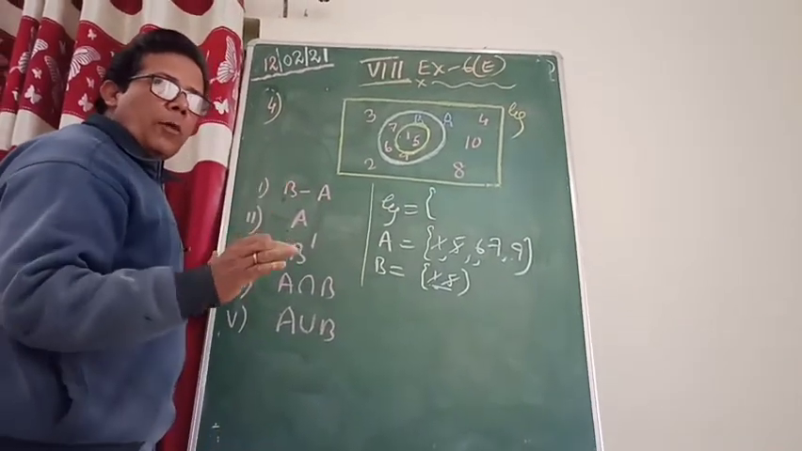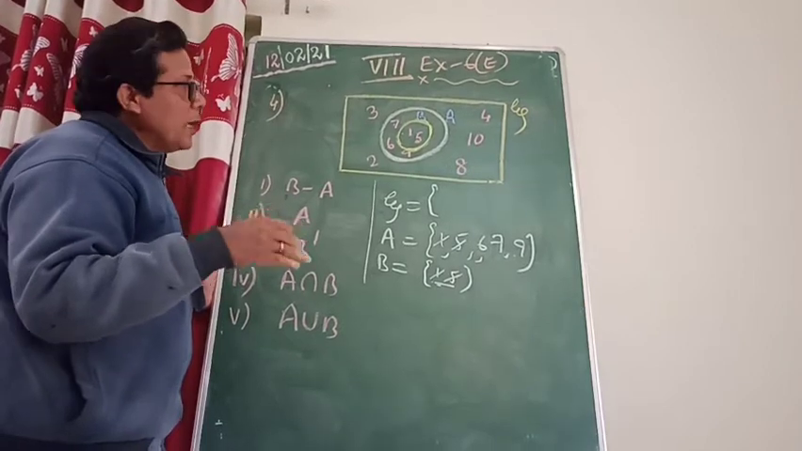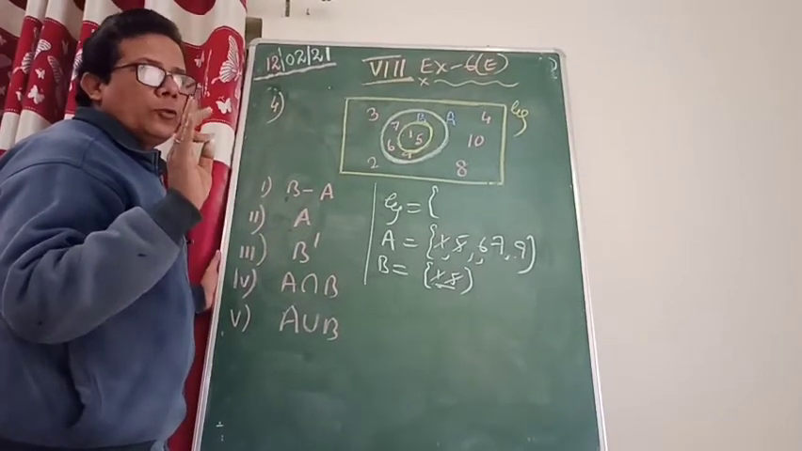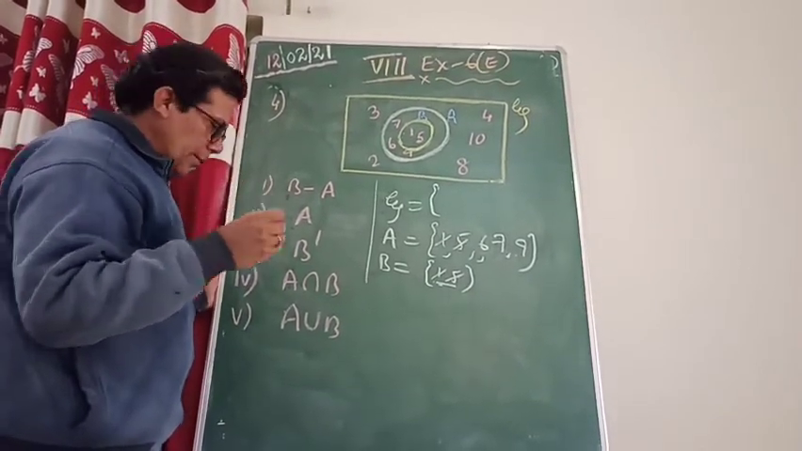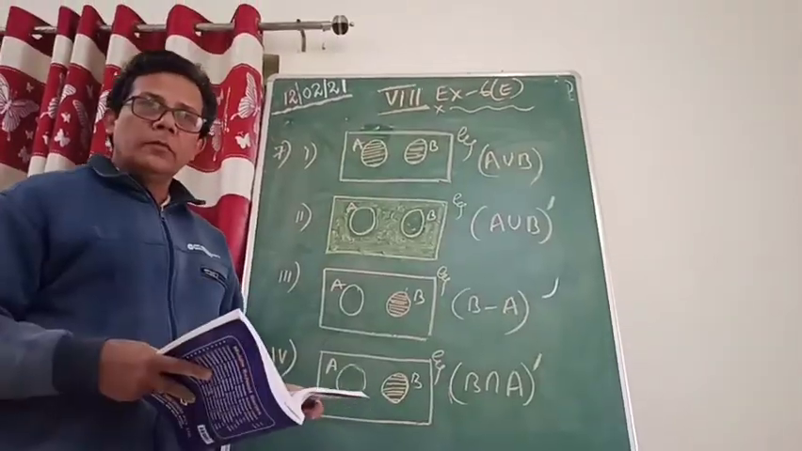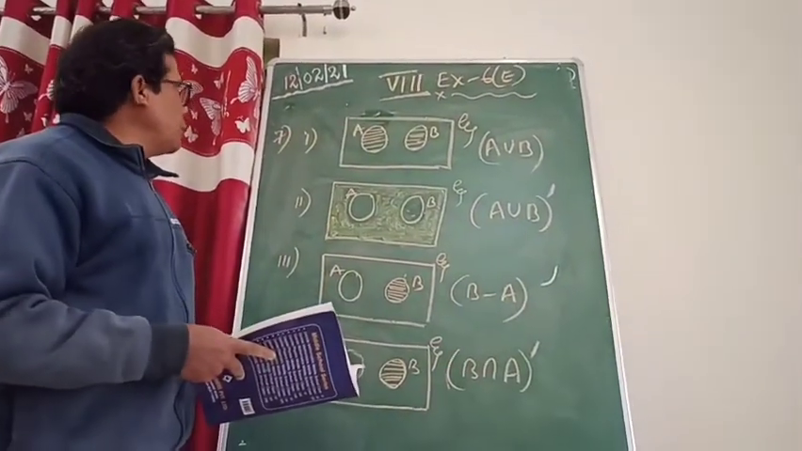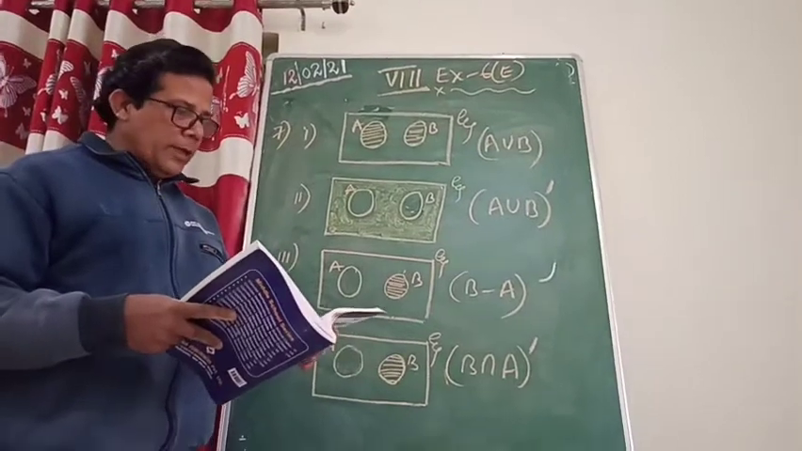Alright, one more problem I am going to discuss in today's class, that also you have to solve in tomorrow's homework copy. Alright, beta? So let me solve one more problem. Now, students, question number 7. What does the question say, beta?